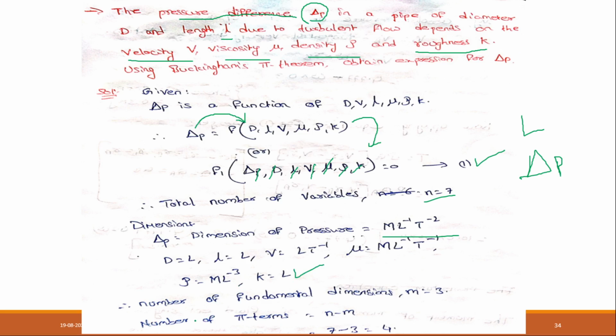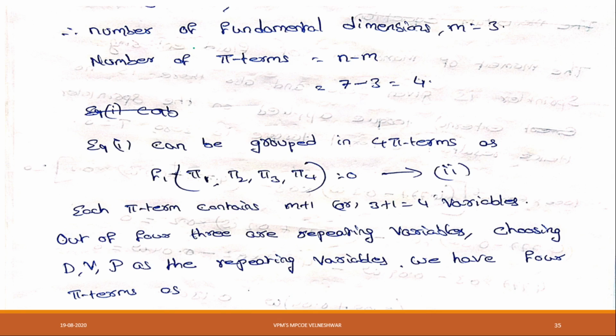Now the number of fundamental dimensions is 3, that is mass, length, and time. The number of pi terms is n minus m. What is the n value here? n is 7 and m is 3, so it is 4. Again, the number of fundamental dimensions m is 3, so the number of pi terms is 7 minus 3, which is 4. Now equation 1 can be grouped into 4 pi terms, that is f1 of pi 1, pi 2, pi 3, pi 4 equal to 0. Make it equation number 2.